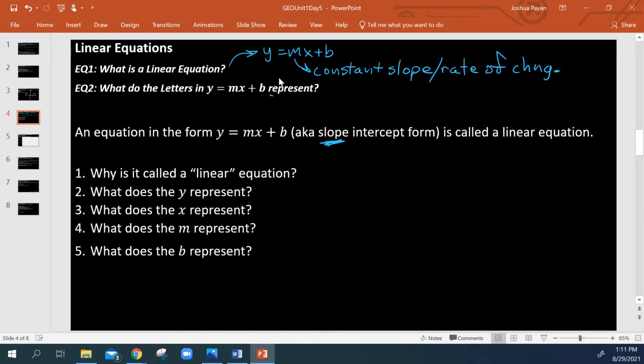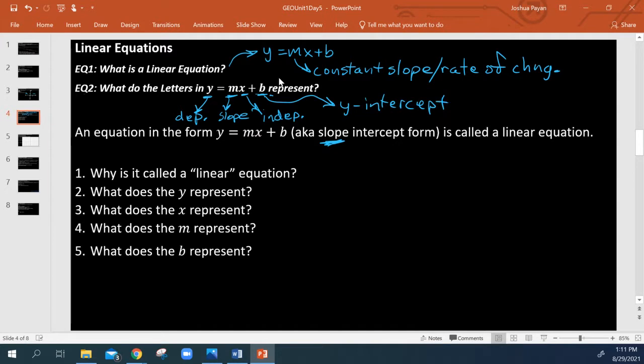Okay, so what do the letters in all of this mean? Well, m, we just said, is our slope. x is our independent variable, and y is our dependent variable. And last but not least, b over here is our y-intercept. Okay, so that answers EQs 1 and 2.